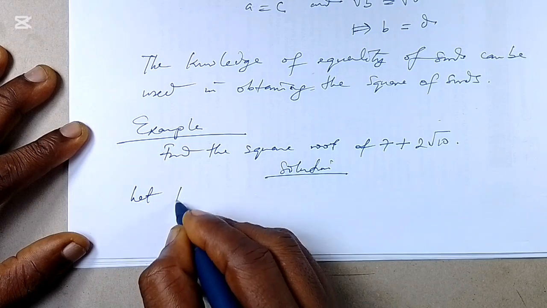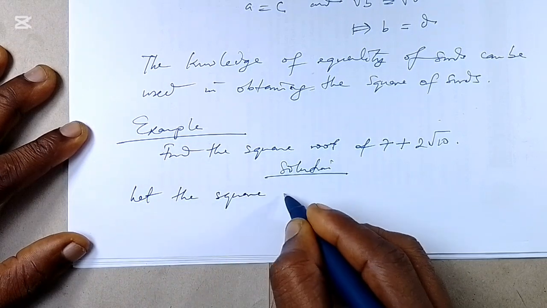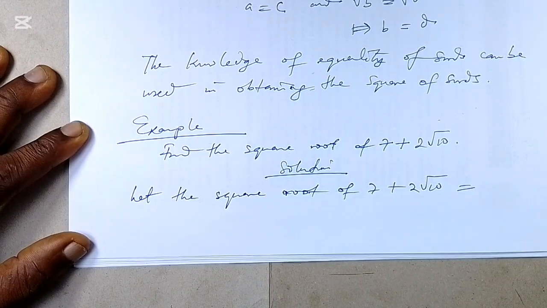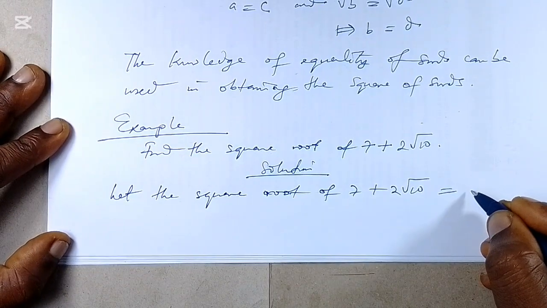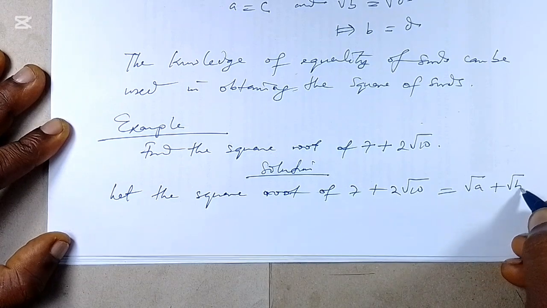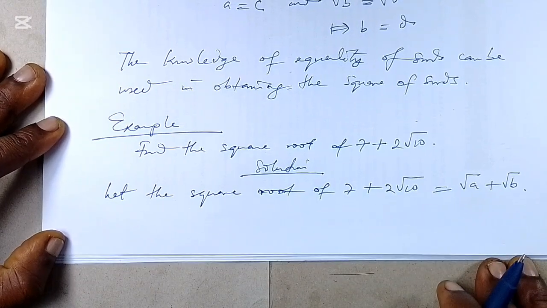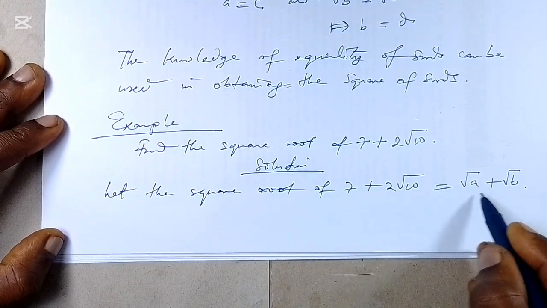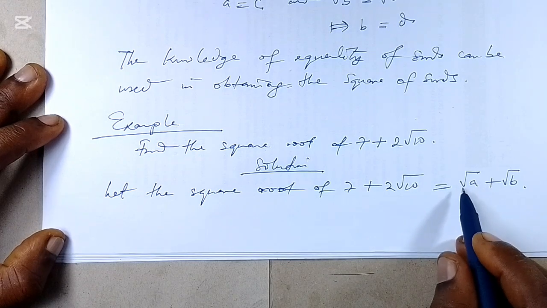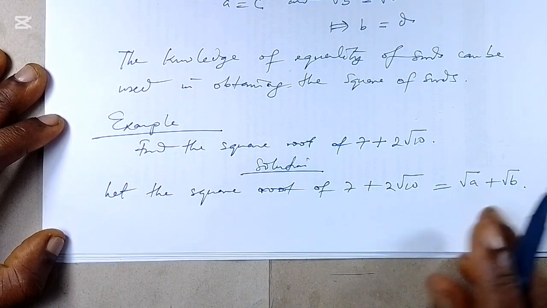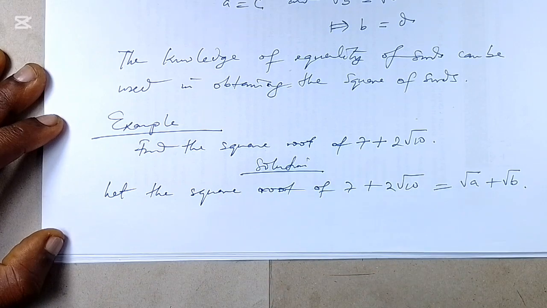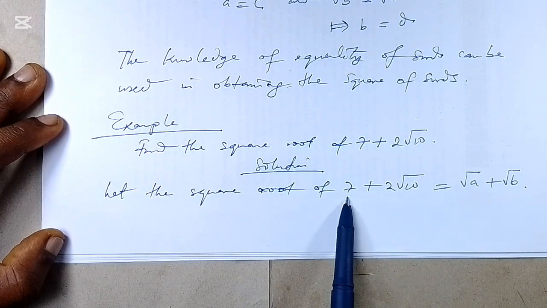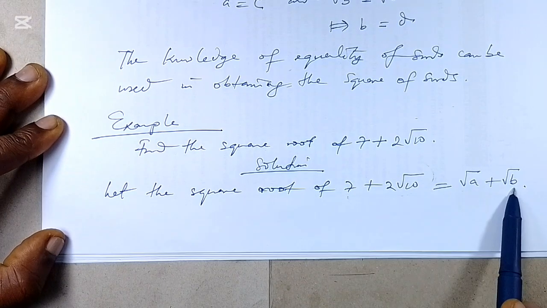So I'm going to start by saying let the square root of 7 plus 2 root 10 look like this: the square root of A plus the square root of B. So you will make that assumption. When you are given a surd whose square root is required, all you have to do is make the assumption that the square root will be equal to the root of one number plus the root of another number. Whether you choose to do it otherwise, you will still get the same result. Please take note. The first thing is to assume that the square root of the number you are asked to find is of this nature.